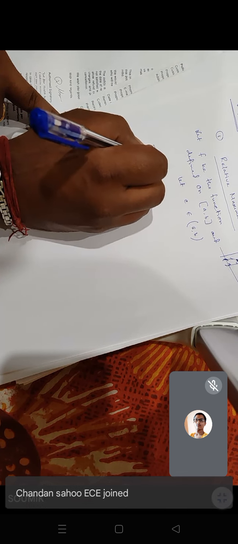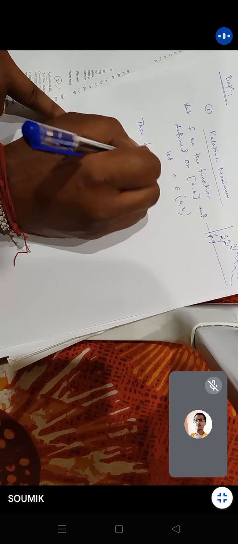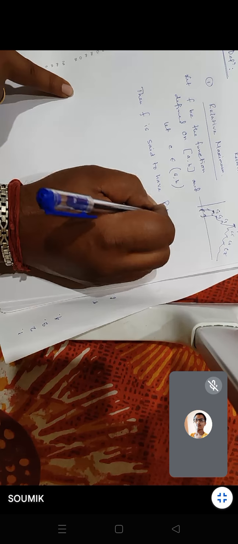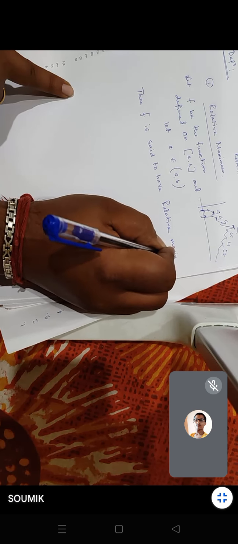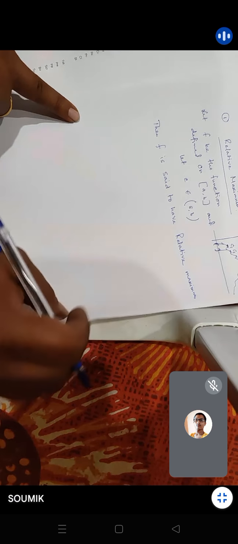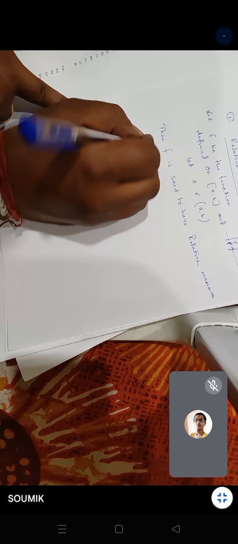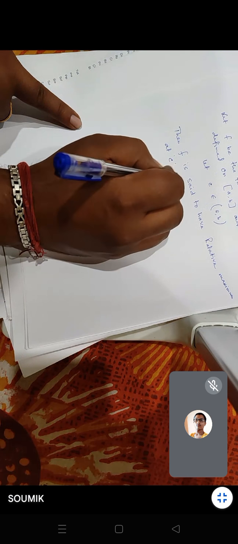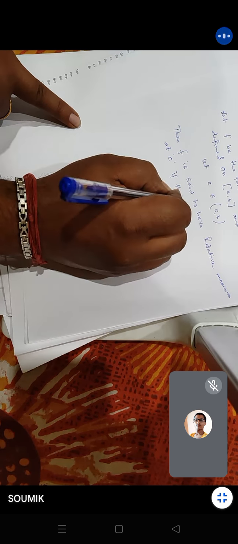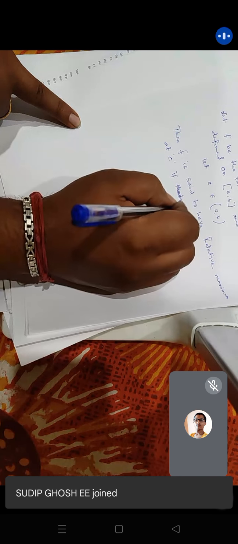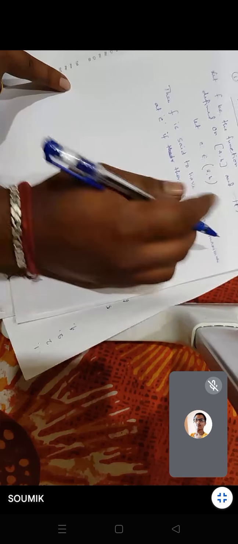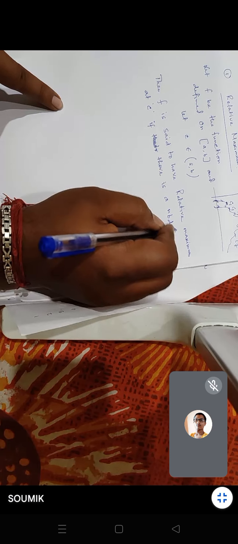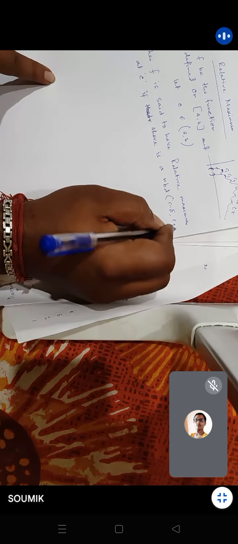Then f is said to have a relative maximum at the point C, if there is a neighborhood, which we abbreviate as NBD, (C minus delta, C plus delta).